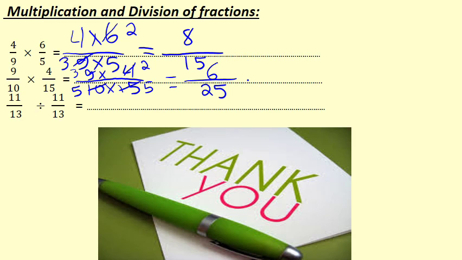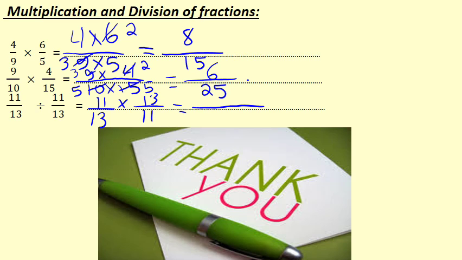Now we have 11 over 13 divided by 11 over 13. Can we solve division of fractions directly? No. How can you solve it? Change divided by into times. Before that, we write the first fraction as it is. Now we will change the divided by into times, and we will change 11 over 13 into 13 over 11. What do we call 11 over 13 and 13 over 11? Reciprocal. So we write 13 over 11.